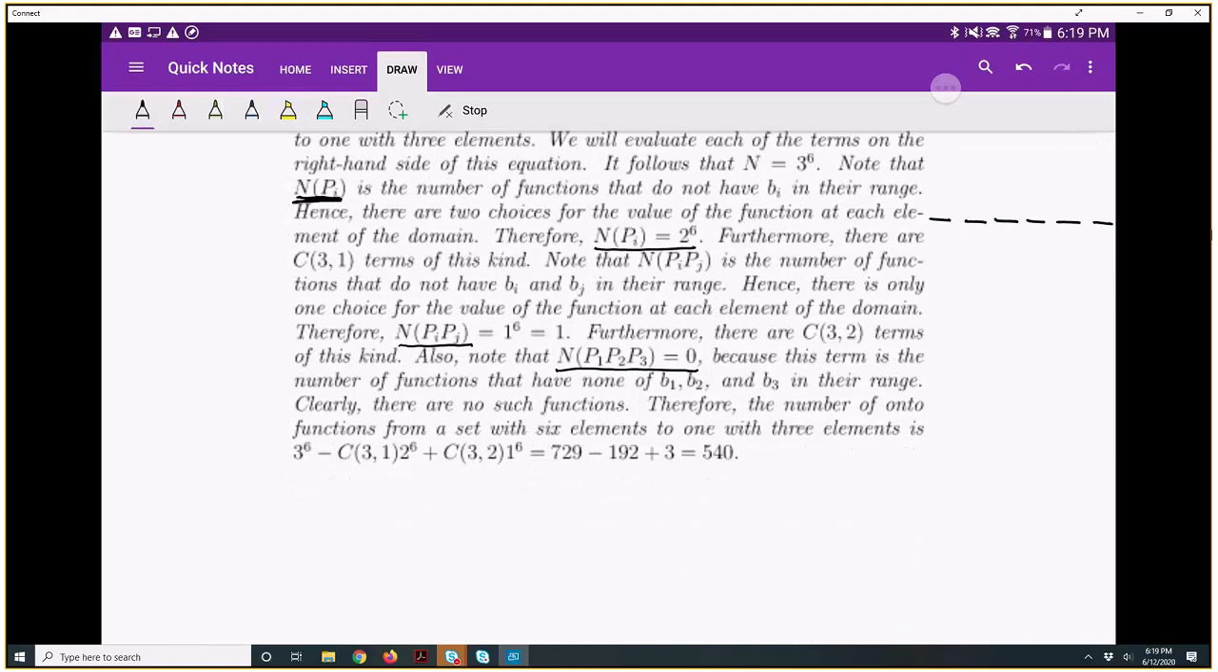So using this line of reasoning, we can conclude that the number of onto functions is 3 to the power 6 minus 3 choose 1 times 2 to the power 6 plus 3 choose 2 times 1 to the power 6. Again, this is all of the possible functions minus the functions that are missing one element in the codomain, adding back in the functions that are missing 2 elements in the codomain, and then subtracting the functions that are missing all 3 elements, of which there are none. So we find that there are 540 surjective functions from a set with 6 elements onto a set with 3 elements.